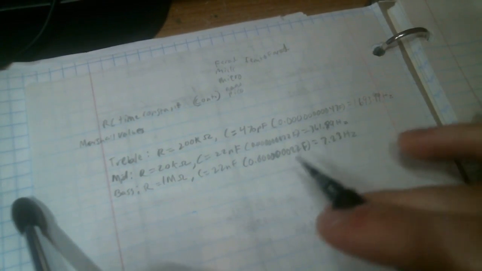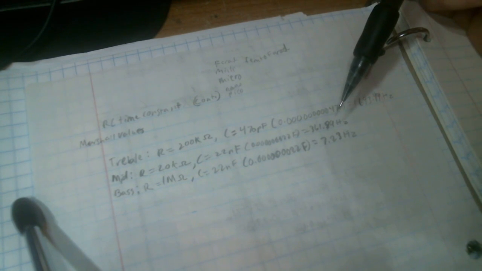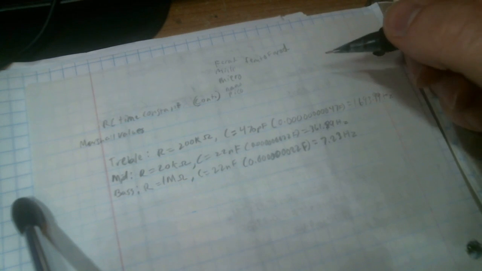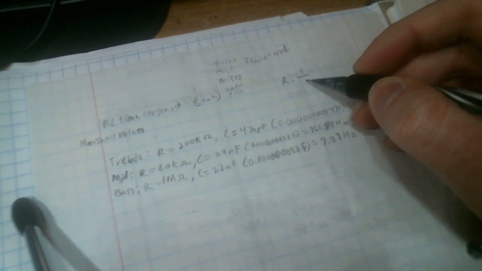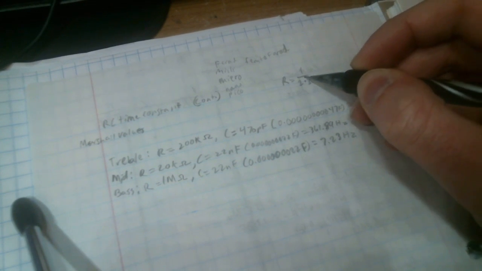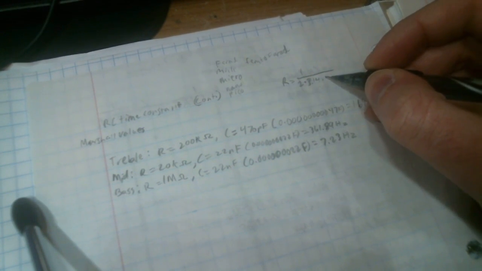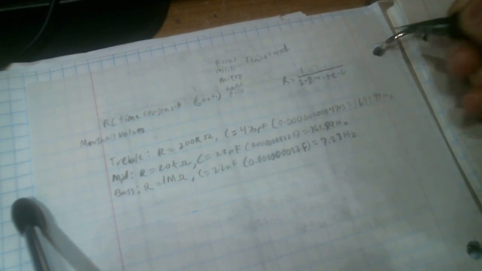So, when you have all this, and you try and find it for something else, you just replace whatever you need with the value outside the division. So like, if I want to find resistance, I'm going to find R equals 1 over 2 times 3.14 times whatever frequency I have times capacitance.